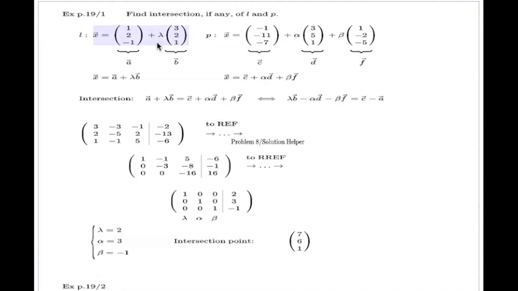7, 6, 1. Let's just double check. If lambda is 2, 1 plus 2, 3, 6, 7, 2 plus 4, 6, and negative 1 plus 2, yes, the 1. That's the correct one. This is a point of intersection.